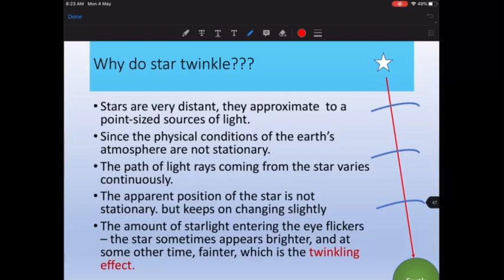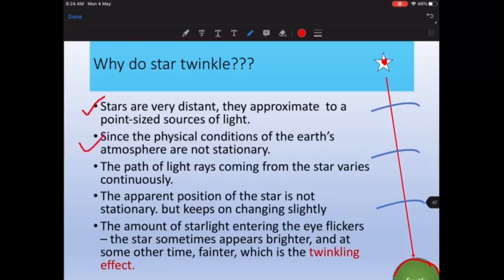Now, first point, why do stars twinkle? It is very logical. First, the stars are very far away from the surface of the earth. They are not as close as the planets are. I have marked here a star, and this is the earth from where we are observing the star. They are quite far from the earth's surface. Next, they approximate a point-size source of light. What do you mean by point size? Only a very small point, because they are quite far, that's why they appear to us as if they're just point size.